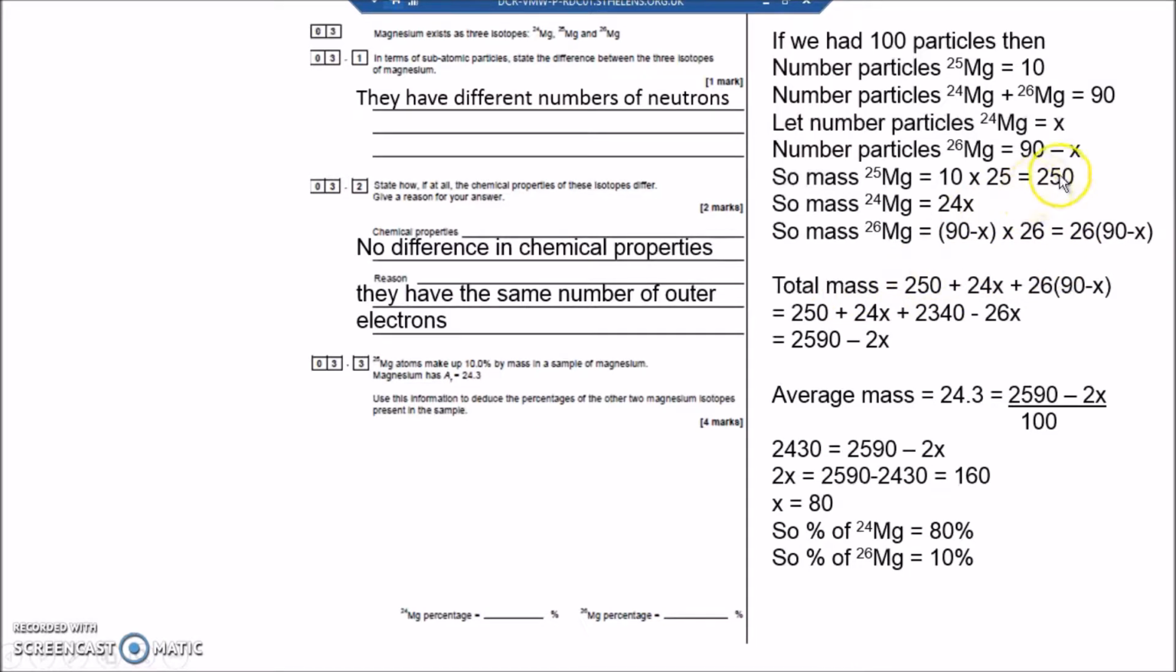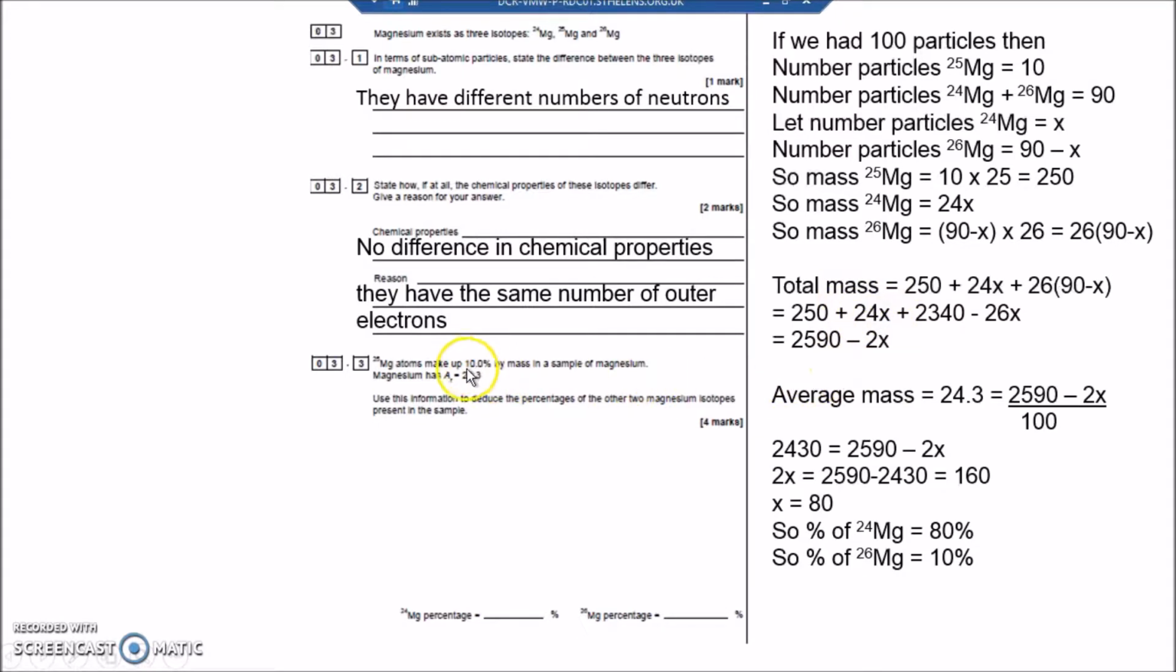So the total mass is 250, add 24x, add 26 times 90 minus x. I've expanded the brackets here now, so I've done 26 times 90 is 2340, and 26 multiplied by minus x is minus 26x. So now I've added up these two values. 250 add 2340 is 2590. 24x take away 26x is minus 2x. So that's my total mass.